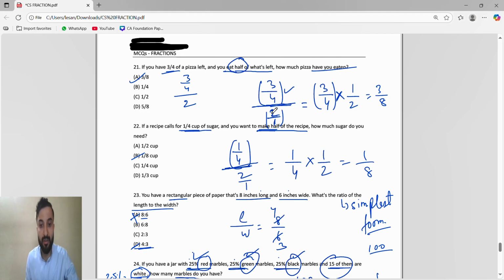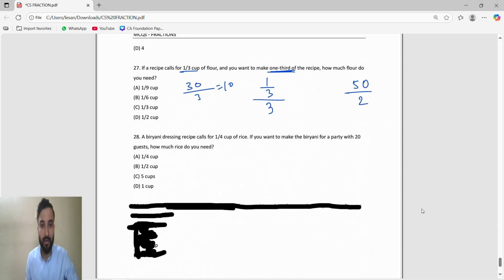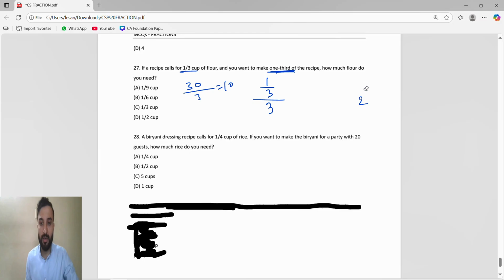You are eating half means divided by 2. Don't do divided by 1/2. That is a half, sir? No. Same here, guys. 1/3 of the cup of flour was there, and you want to make 1/3 of the recipe. Don't do it like 1/3 divided by 1/3. No. 1/3 means divided by 3.